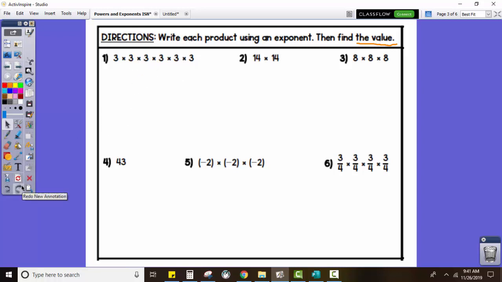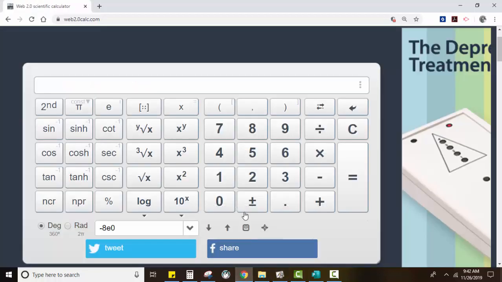So first, number 1, I look at all the 3's here. I notice that my base is 3. My exponent, I need to count how many times it was multiplied by. 1, 2, 3, 4, 5, 6 times. So that would be 3 to the 6th. And then I need to find the value. This is the part where you're going to need a calculator. I don't want you doing longhand multiplication here.